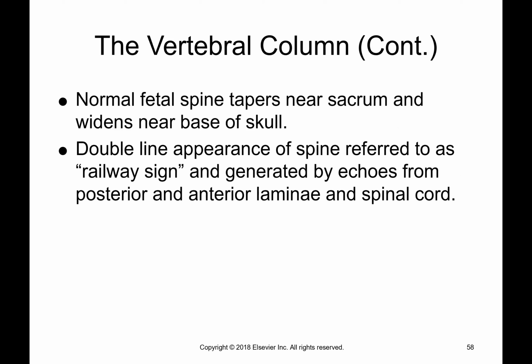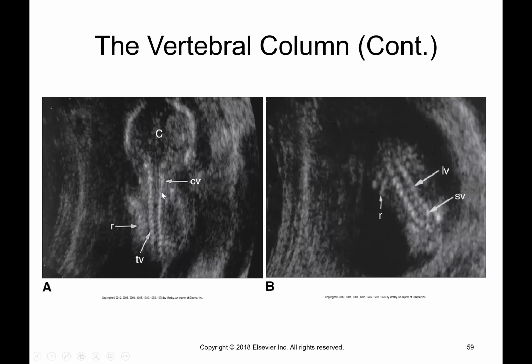It looks like a railroad sign. So this is the spine. This is more of a coronal view, to be honest. But you can see where it comes to the neck. This is the cervical spine. Then in the middle of the chest is the thoracic spine, lumbar spine, and the sacral spine.